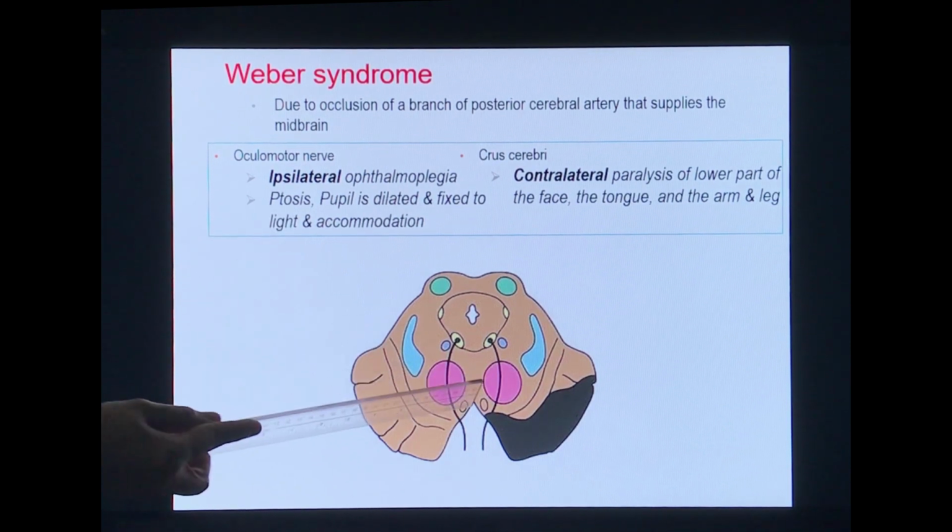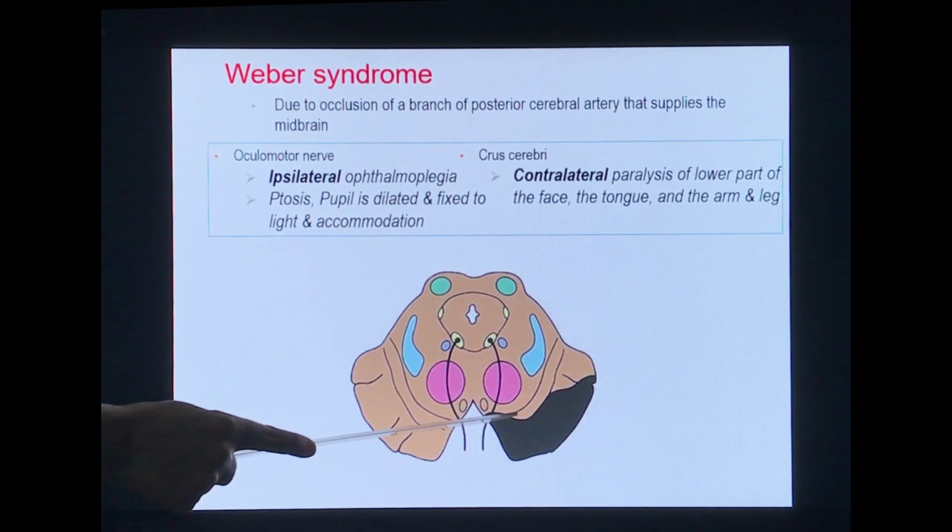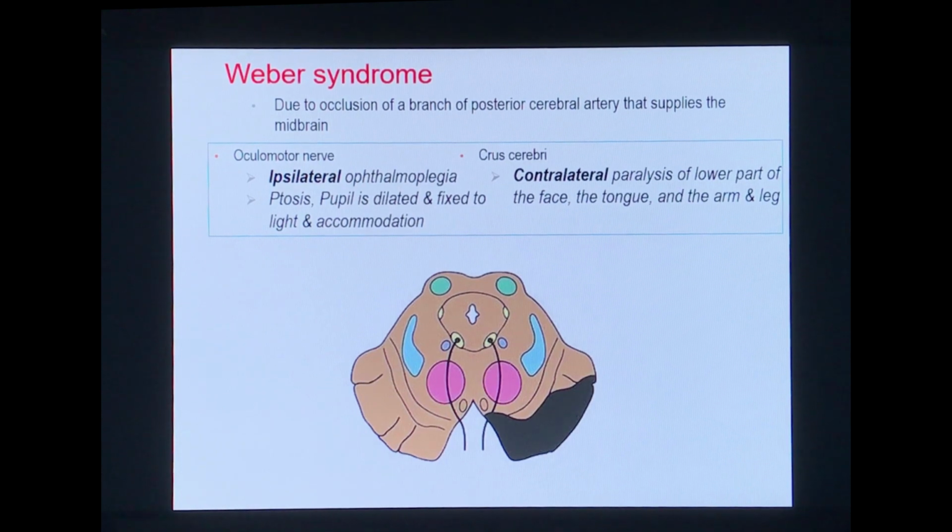And the oculomotor nerve also carries the pupillary light reflex and accommodation reflex. So when light is shown, for example, here the left side oculomotor nerve is damaged. If a light is shown on the left eye, there will be no constriction of the pupil, so it will be dilated and fixed to light, and there will be absence of the accommodation reflex. Okay, so this is due to the damage on the left side of the oculomotor nerve.